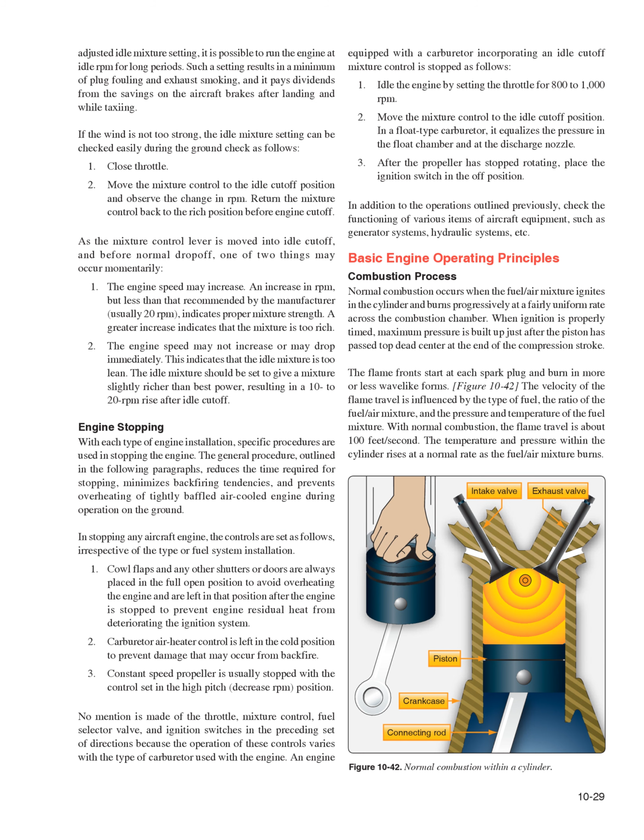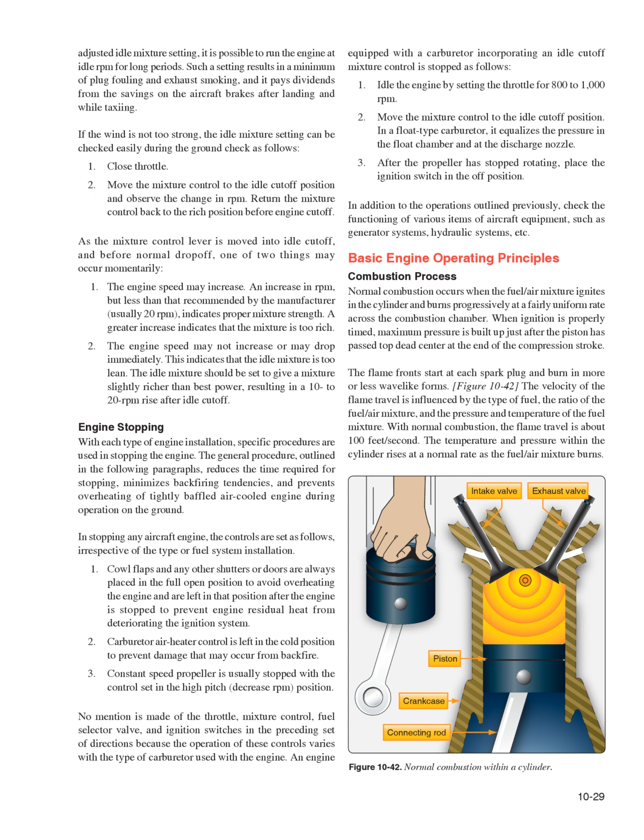Combustion process. Normal combustion occurs when the fuel/air mixture ignites in the cylinder and burns progressively at a fairly uniform rate across the combustion chamber. When ignition is properly timed, maximum pressure is built up just after the piston has passed top dead center at the end of the compression stroke. The flame fronts start at each spark plug and burn in more or less wave-like forms.